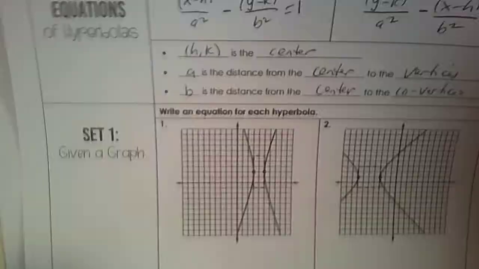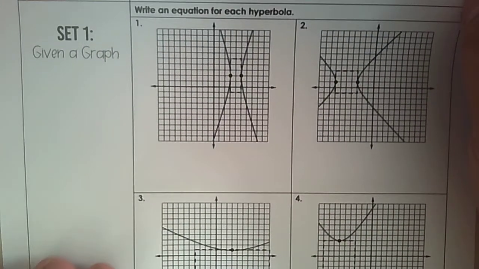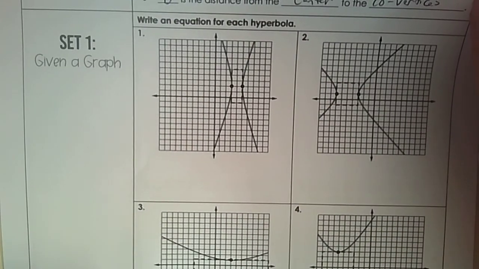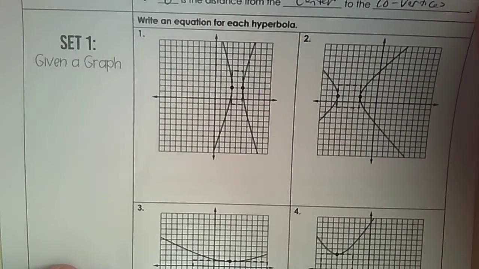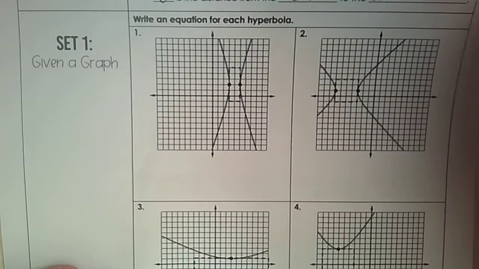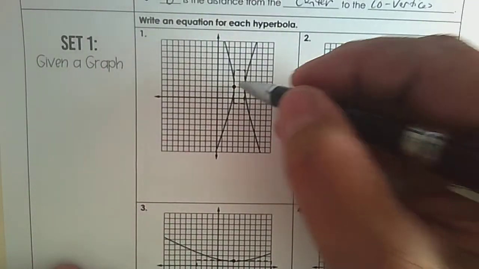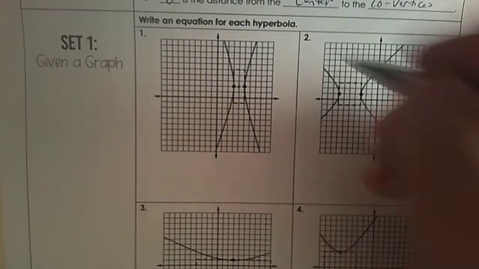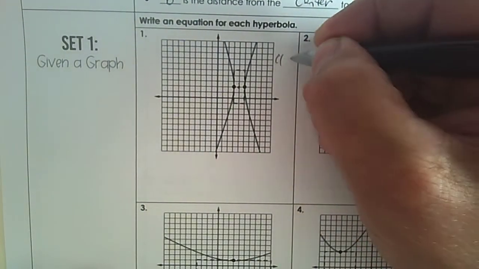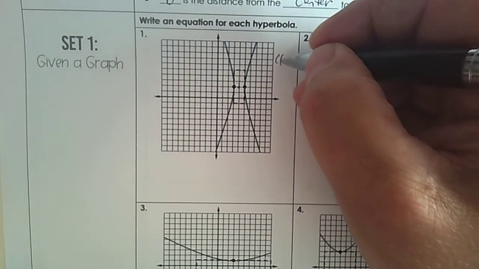So you're going to be given a graph, and you need to come up with the equation that comes with it. So it's going to be important to understand the center and to know where a and b are on our graph to be able to write that down. So what's the center for this hyperbola? Start: how many right, how many up. So our center, I'm going to put that right here. Our center is at 4, 2.